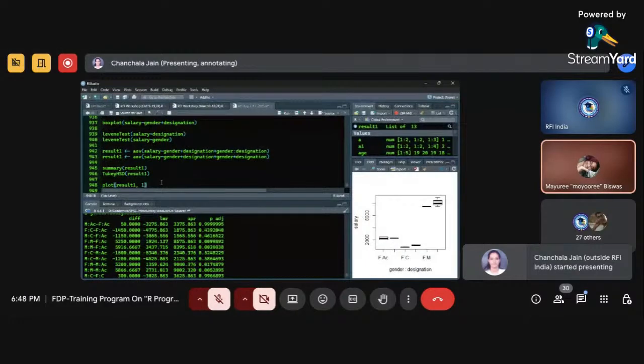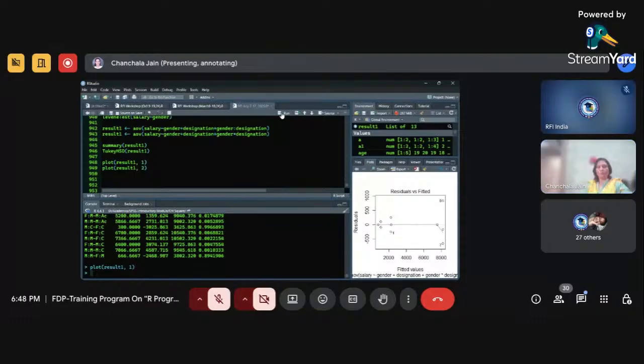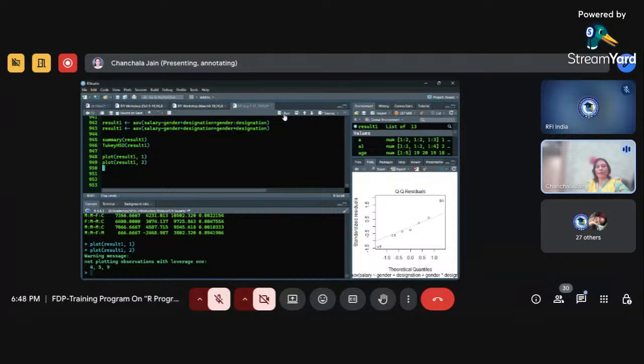So I have written plot. I'm creating a plot. Done. This is the first plot we are getting, and this is the second plot. This is for the normality, and the first one is for the variance.